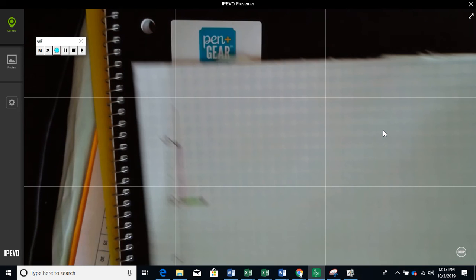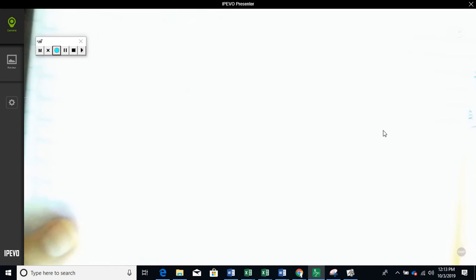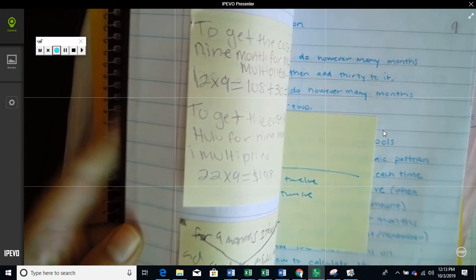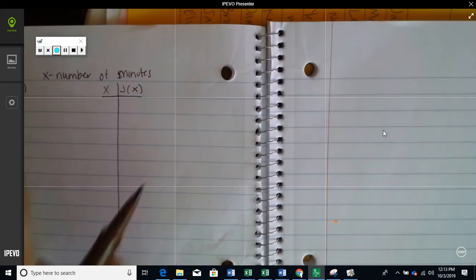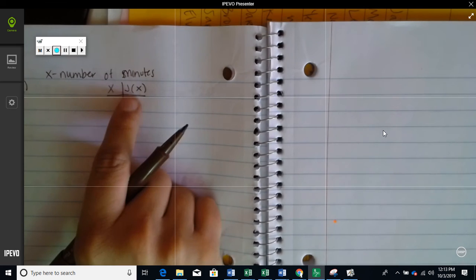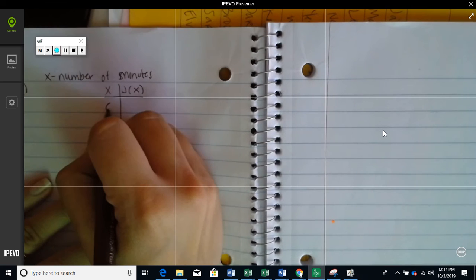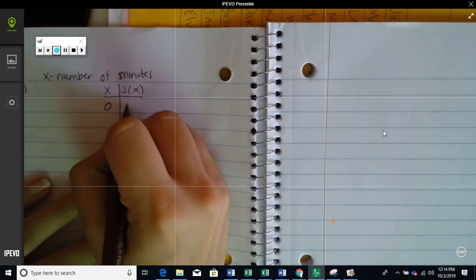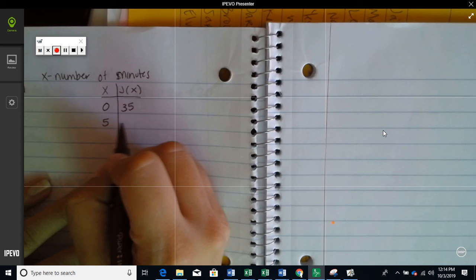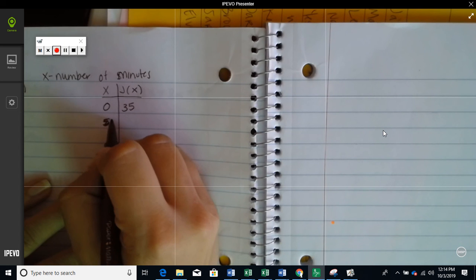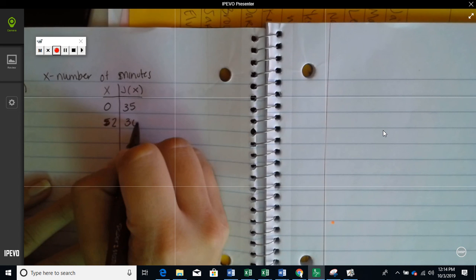So in the table on page 22, I would write, X is for the number of minutes, J is for Julissa. At 0 minutes, she's at the 35th step. After, no, every 2 minutes she goes down 5 steps. So it should be at 30.